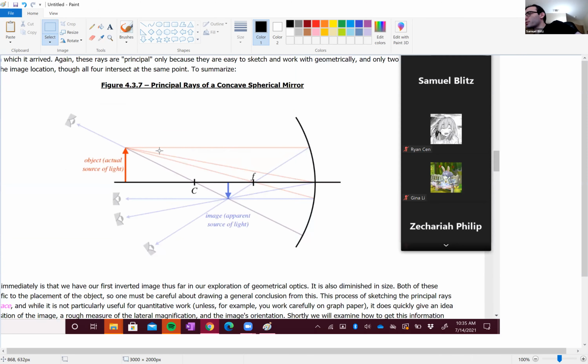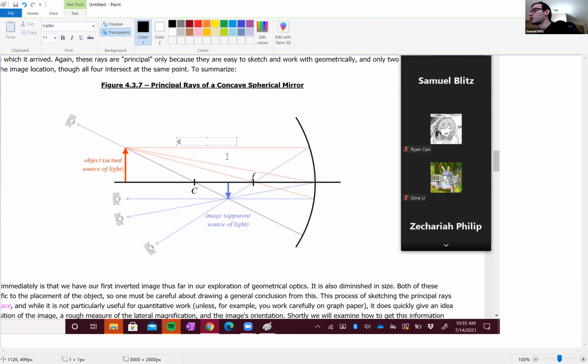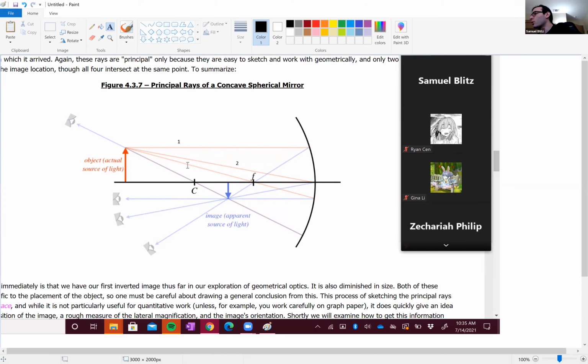There we go. Okay, the first principal ray is the one that goes out parallel and then reflects through the focal length, or through the focal point, right? So this is the first one. The second principal ray is the ray that hits the center and then reflects off at the same angle. See how this middle one goes to the center and then the angle is the same above and below? That's just because it's using the law of reflection.